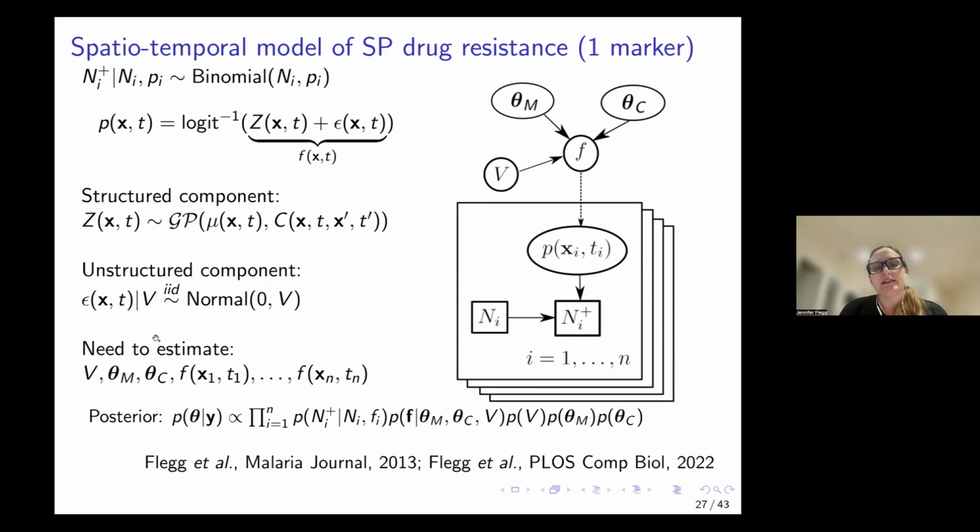This model leaves us with lots of parameters to estimate. We have to estimate parameters which characterize the mean function mu, which is theta m. We have to have parameters which characterize the covariance function, but we also have to have a field value for the Gaussian process at each location where we have data. So this gives us something like 550 parameters to estimate. We do this in a Bayesian setting. Here's the posterior distribution, which is just written down as a proportionality statement. It has this binomial likelihood, the Gaussian process prior, and then also priors on all of the parameters in the model.